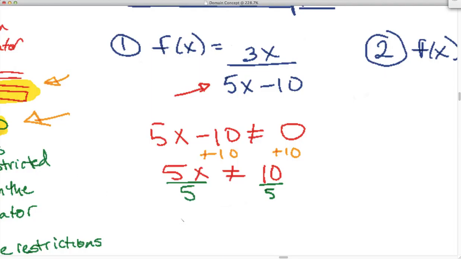So everything is defined except 2, because when I plug in 2 here, I'm going to get a 6 over 0, and that's a no-no in math world. So that's a singularity, can't have it.